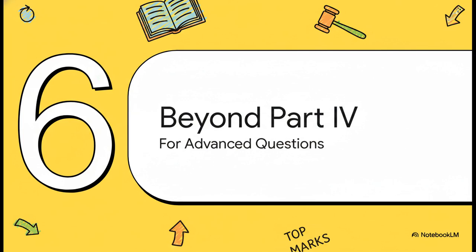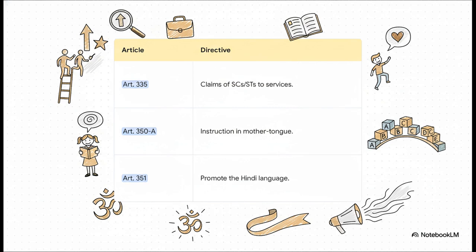See, not all directives are neatly tucked away in Part 4. There are a few others scattered throughout the Constitution, and knowing them can give you a serious edge. These are 3 really important ones to know. Article 335 directs the state to consider the claims of scheduled castes and tribes when it comes to government jobs. Article 350A is a directive for states to provide primary education in the mother tongue for linguistic minorities. And Article 351 gives the Union a directive to promote the Hindi language. Knowing these little gems is what separates the top scorers from everyone else.